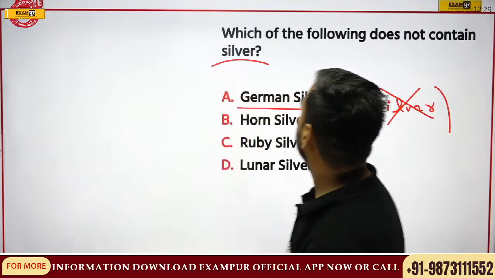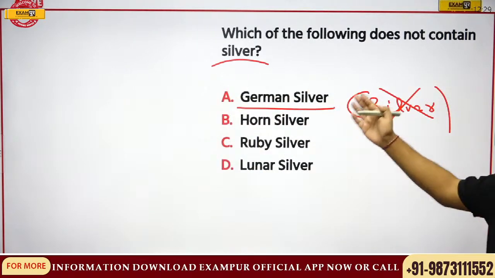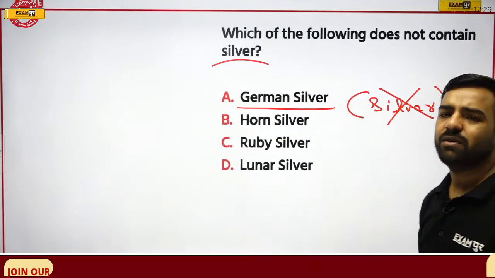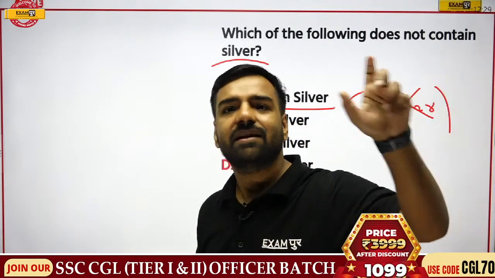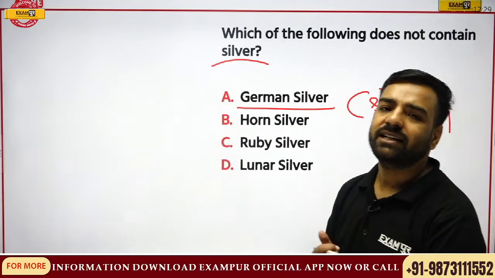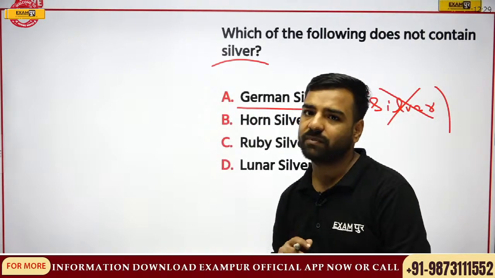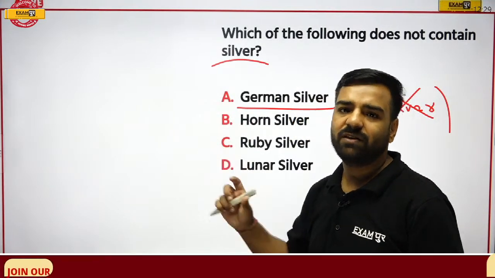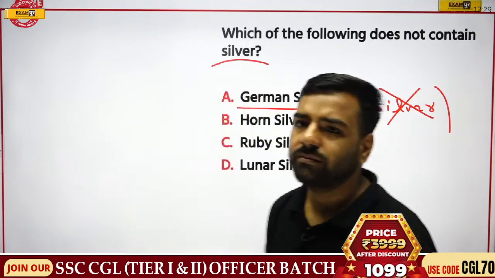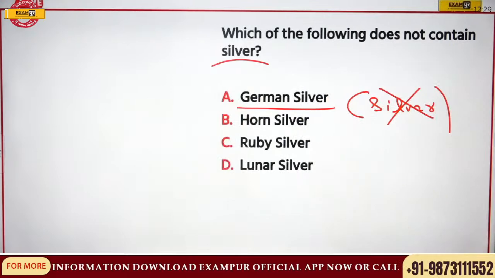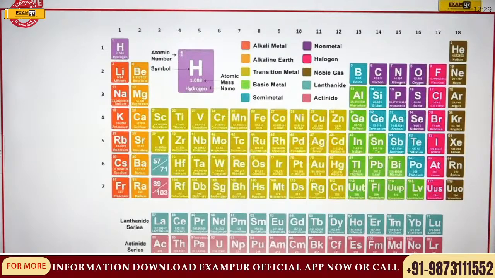But please remember, if I'm talking about this particular part, here you're talking about horn silver, ruby silver. So we are talking about silver chloride actually. So we can say that silver is actually there, right? But yes, in German silver, there is no such silver present. And there is a trick by which you can remember that. Okay, Vikramaditya, no issues, but it's important. I'll be telling you about that, but please remember German silver is the correct answer.